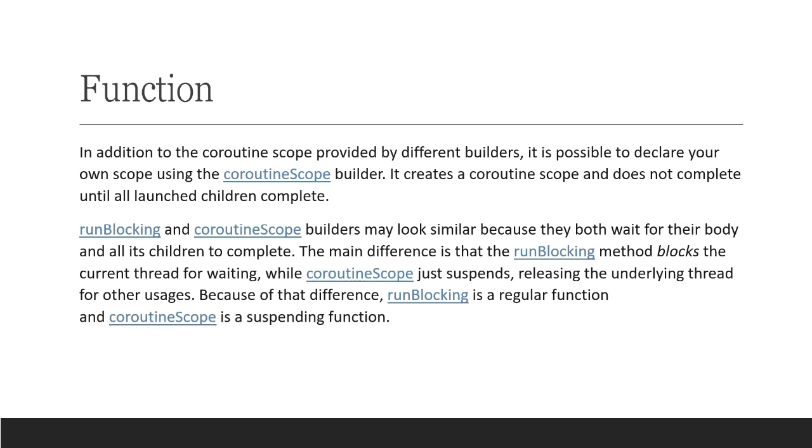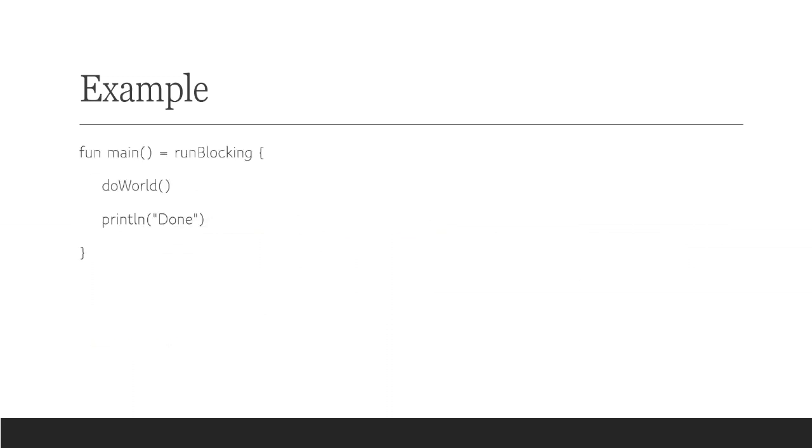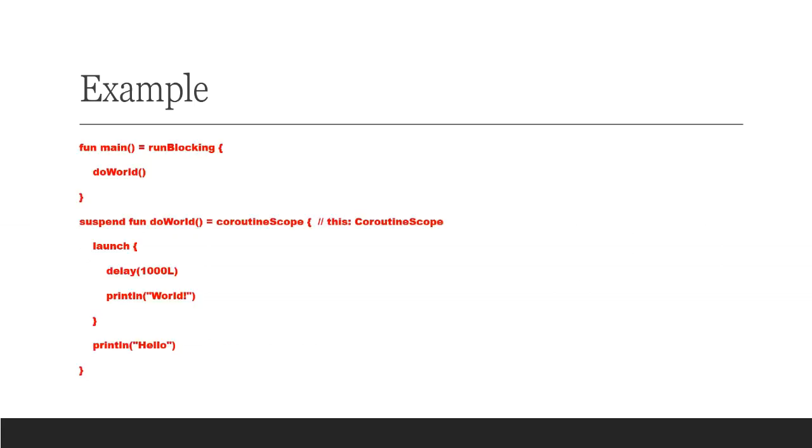The main difference is that the runBlocking method blocks the current thread while waiting, while coroutineScope just suspends. So those are the different approaches you can implement. According to the program requirement, you can use that. So here we work with suspend first. I will explain how we can use runBlocking as well as suspend functionalities both.